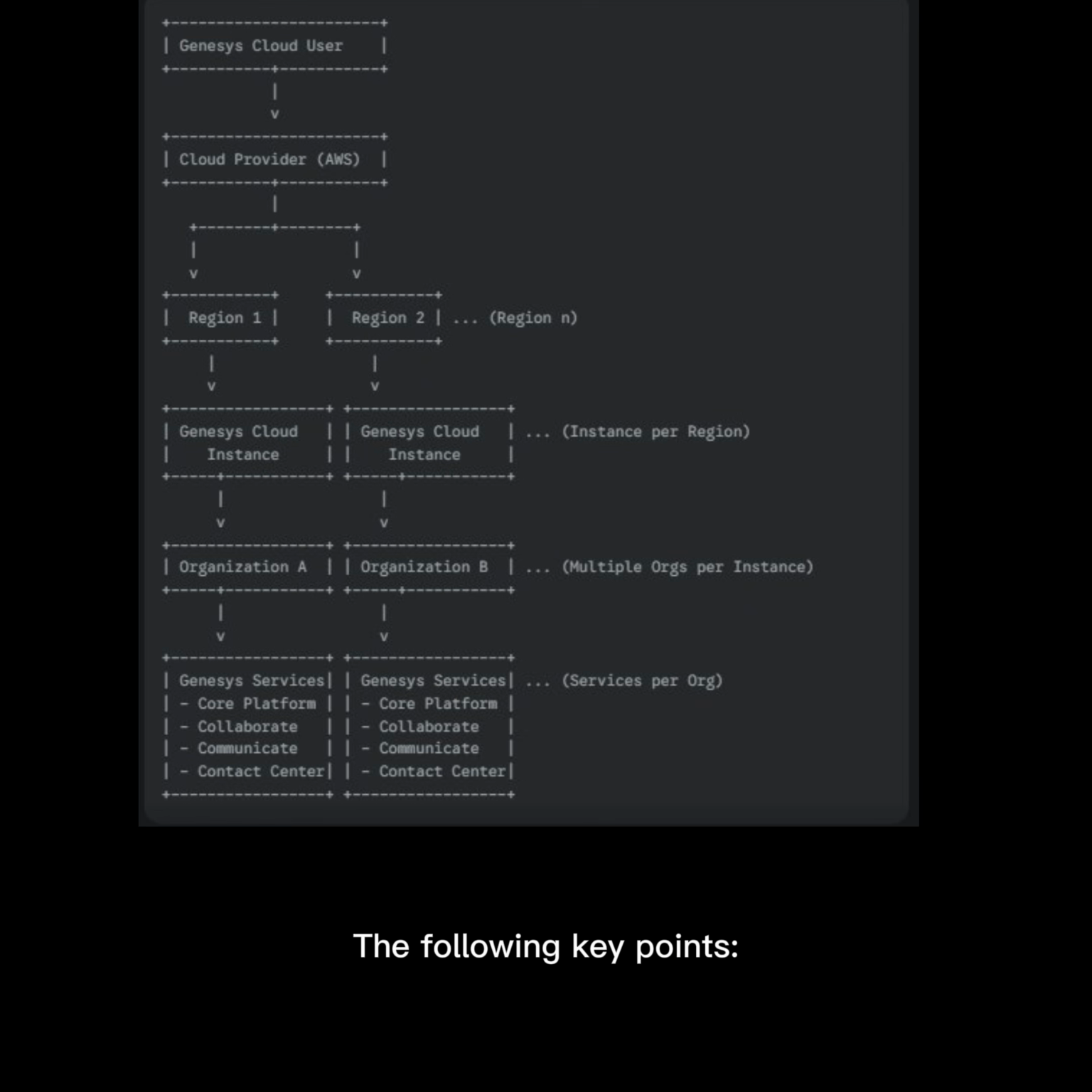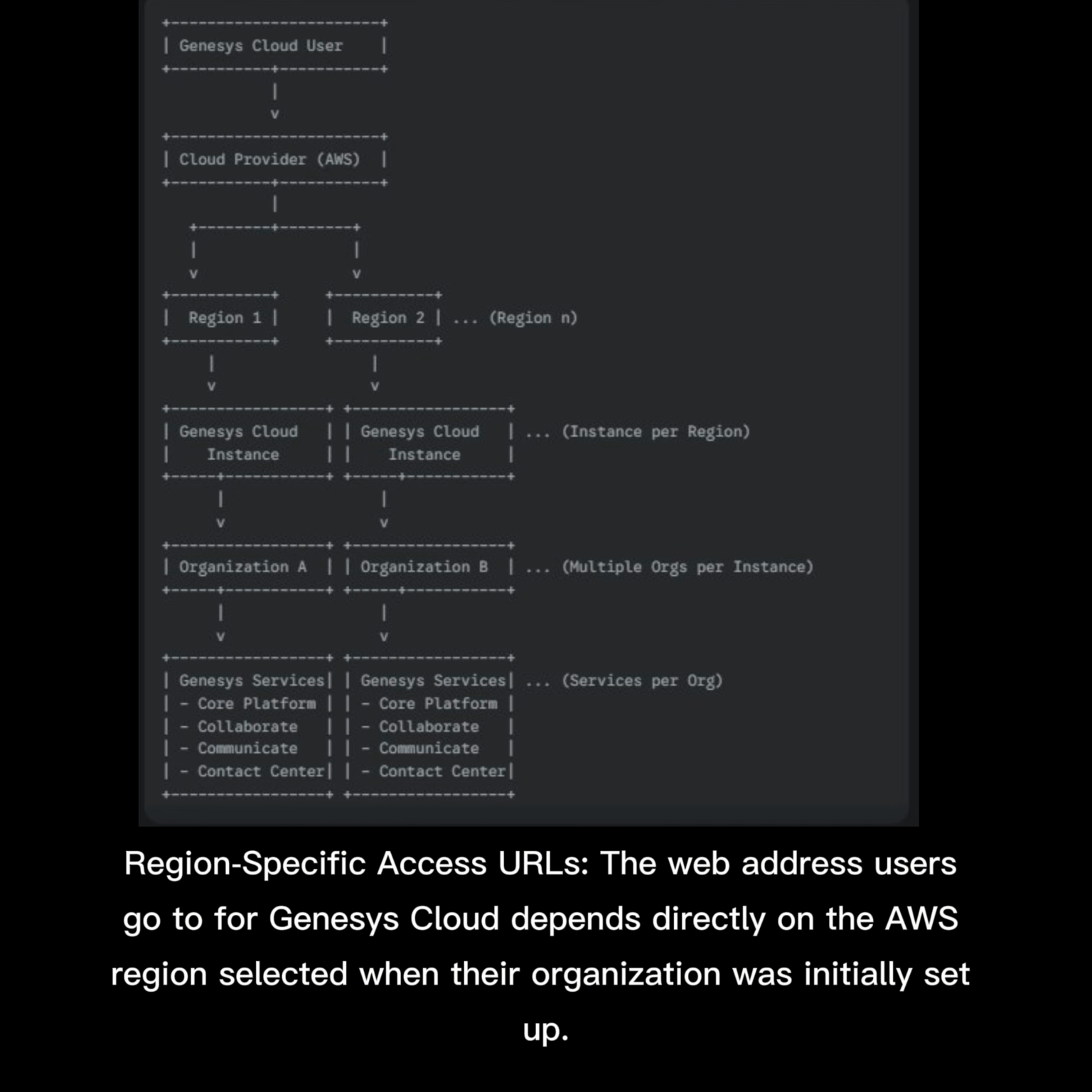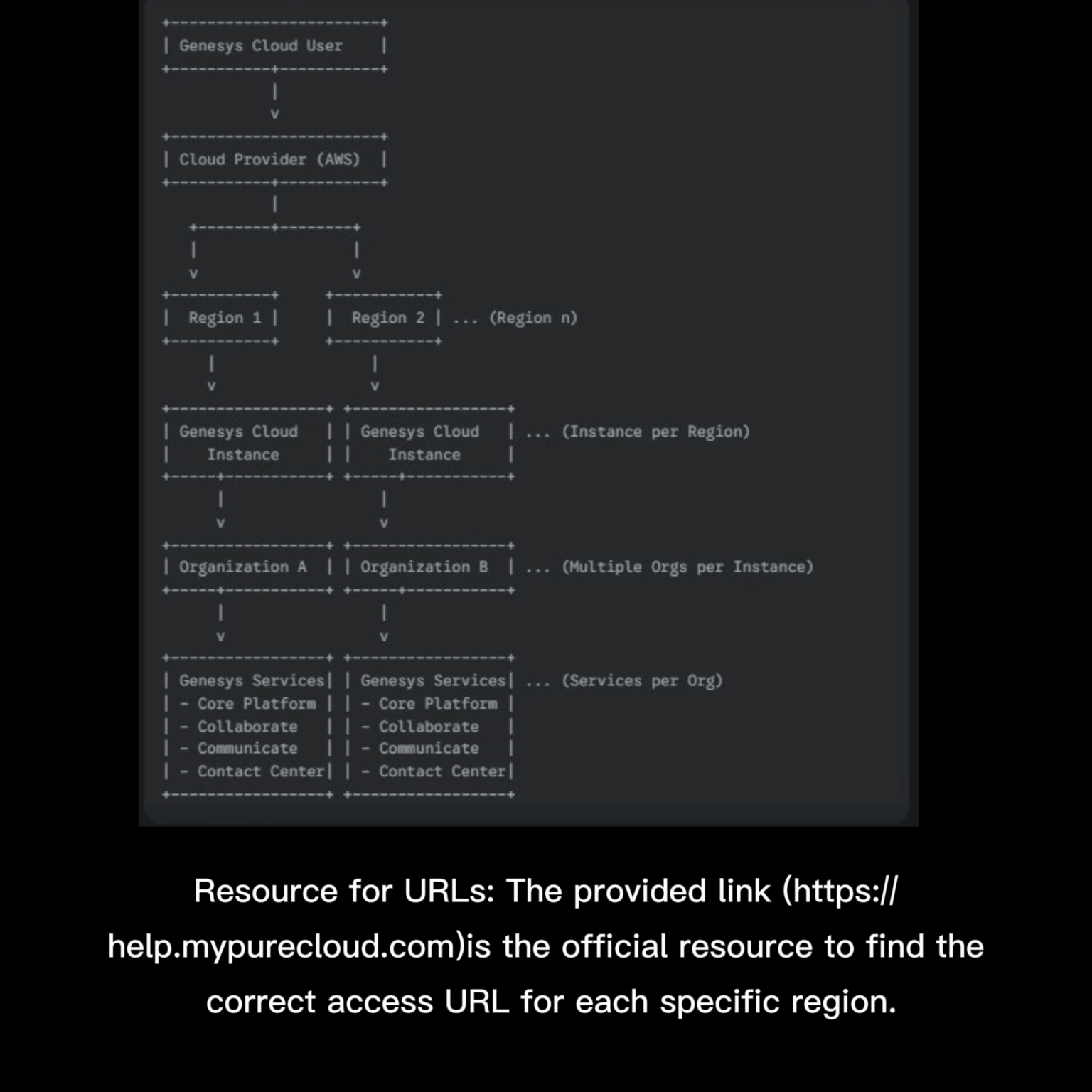The following key points. Region-specific access URLs: the web address users go to for Genesys Cloud depends directly on the AWS region selected when their organization was initially set up. Resource for URLs: the provided link, https://help.mypurecloud.com, is the official resource to find the correct access URL for each specific region.